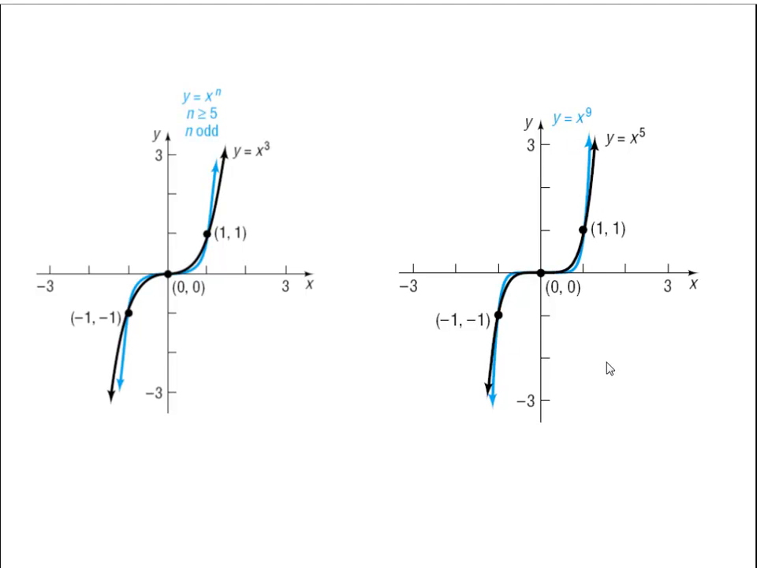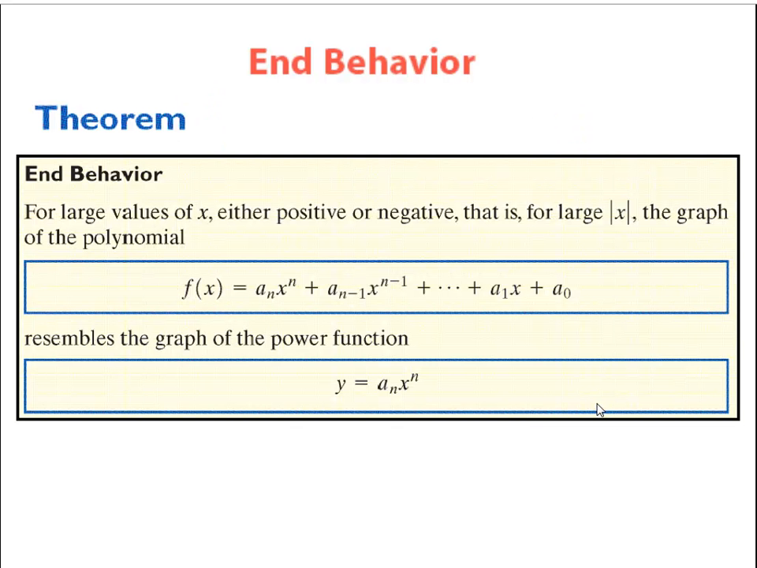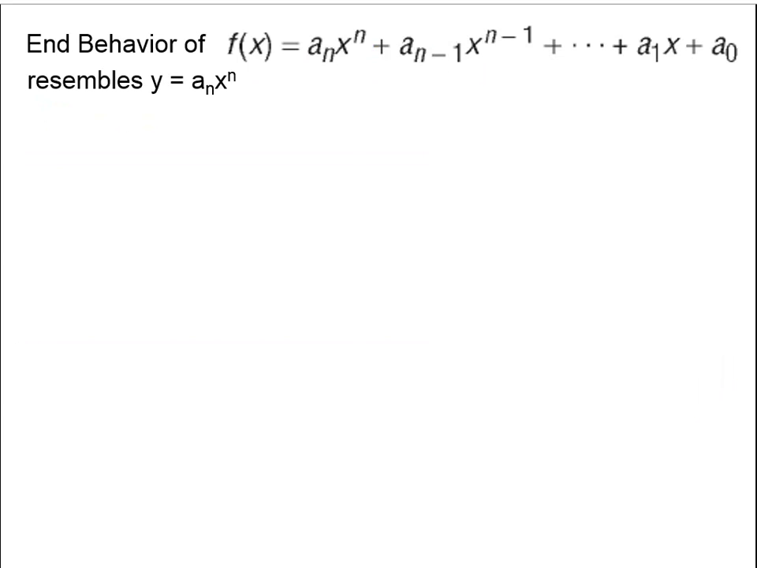So that's ultimately what we're going to look at, the power function here. There's a theorem that says that if we're looking at a polynomial in expanded form, the end of the graph looks like the power function, which is the largest term in this polynomial. If I just take the largest degree term in the polynomial, that equation resembles the end behavior of the graph. So again, the end behavior of this large expanded polynomial resembles the leading term.